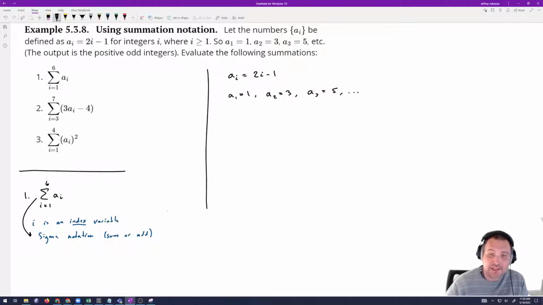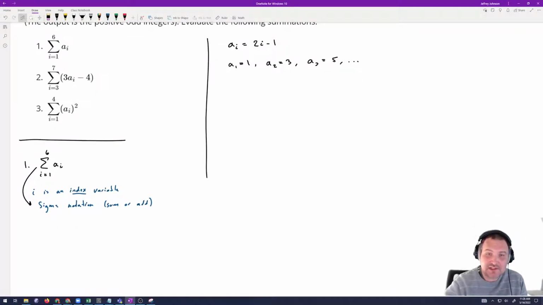Okay, and so how do we interpret this? Well, this means start at 1 and go to 6. When i is 1, so a1 plus a2 plus a3 plus a4 plus a5, and then 6 is where we stop, plus a6. And so that's shorthand notation for just writing that.